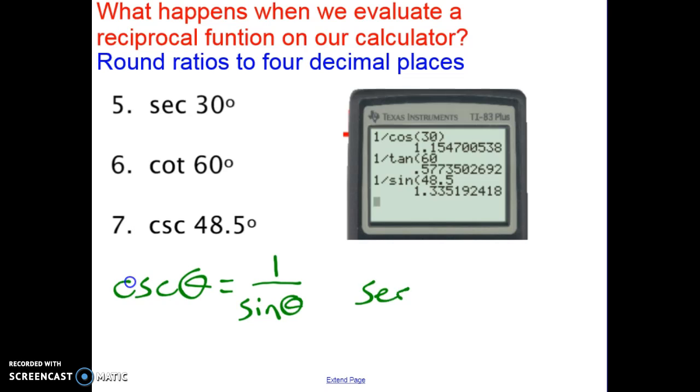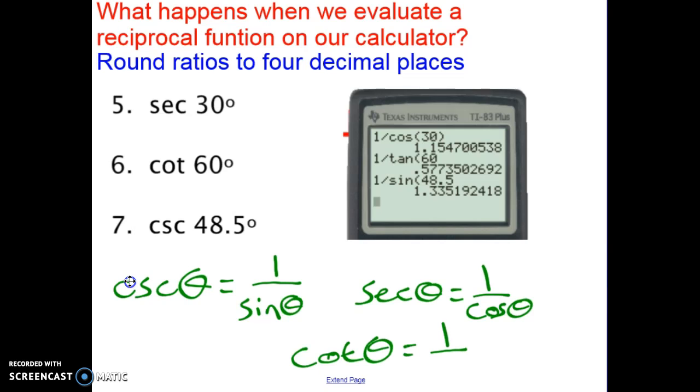We would have secant of theta. That's the same as 1 over cosine of theta. And then lastly, we would have cotangent, COT, and its reciprocal, of course, would be tangent. When we go to a calculator, all we have to do is type in 1 over cosine in place of secant, or 1 over tangent in place of cotangent, or 1 over sine in place of cosecant.